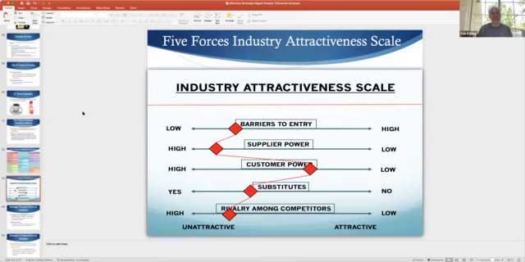Customer power, that would be buyer power, customer power, is moderate in this industry. Threat of substitute products is high in this industry. And then the rivalry among competitors is also high in this industry.